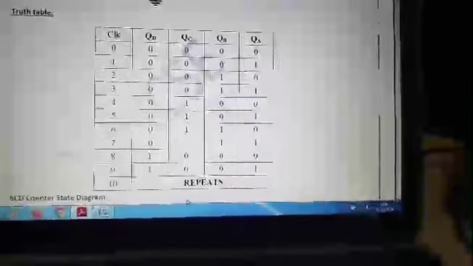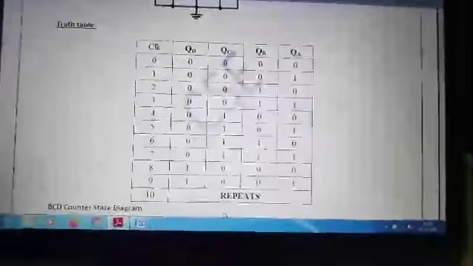Since it is a decade counter, it counts 10 states. States are from 0 to 9, that is 10 states. Then it will repeat, meaning after state 9 it will start again from state 0. So this is continuous. It counts 0 to 9 in order. This is the state diagram, you can see.